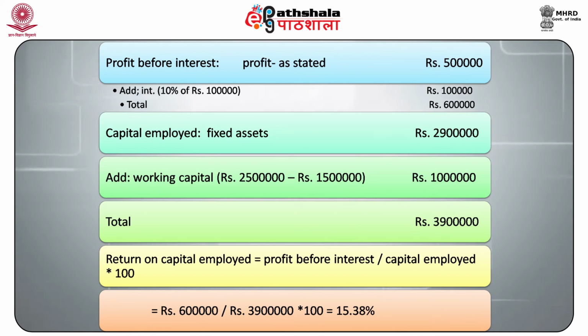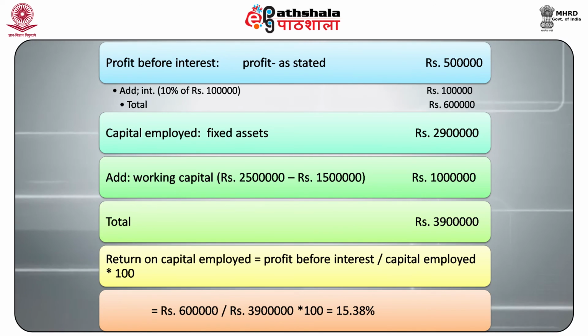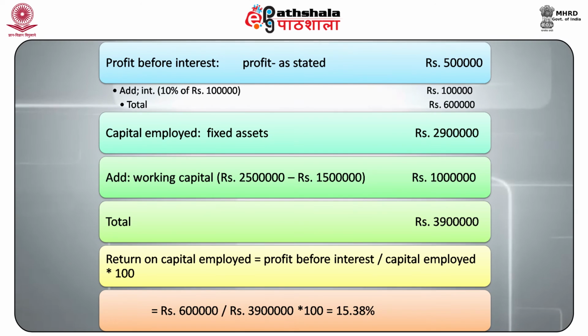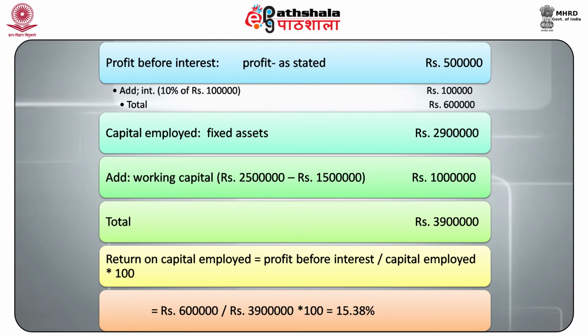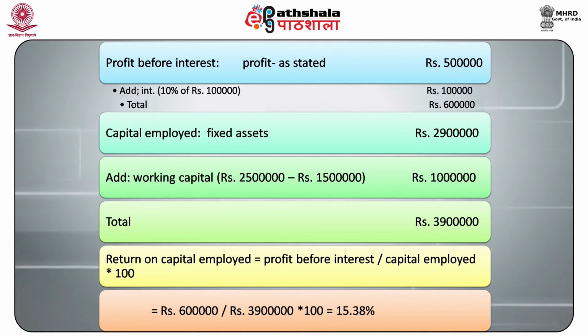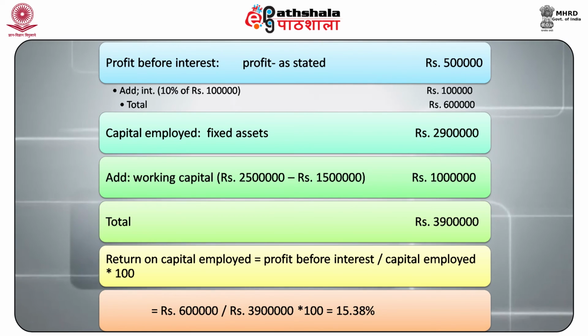Solution. Profit before interest is profit as stated, which is rupees 5 lakhs. We need to add interest, which is 10% of rupees 10 lakh, which is 1 lakh. The total is 6 lakhs. Capital employed in fixed assets is rupees 29 lakhs. Additional working capital, which is rupees 25 lakhs minus rupees 15 lakhs, is rupees 10 lakhs. The total is rupees 39 lakhs. Return on capital employed equals profit before interest divided by capital employed into 100, which is rupees 6 lakhs divided by rupees 39 lakhs into 100, which is 15.38%.